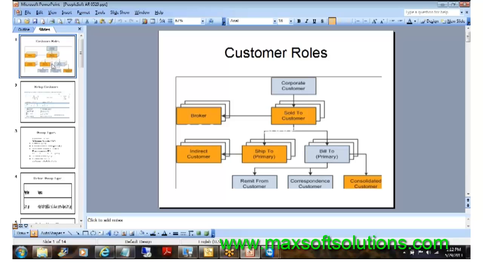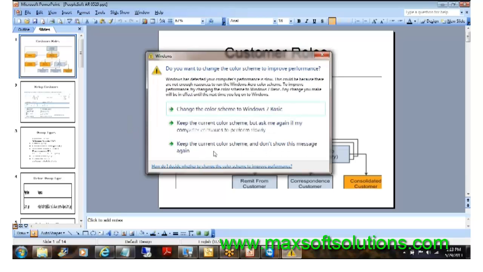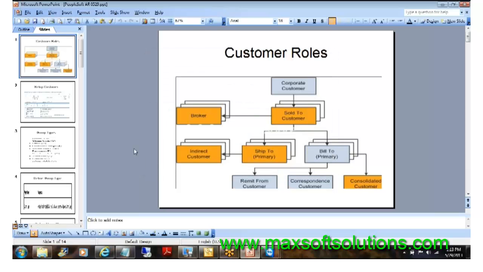Okay, so let's start off with the customer. We have been looking at the customer setup in our previous sessions, but we'll focus specifically on the setup for the AR module. But before that, we'll just review some of the roles that a customer plays when it comes to receiving the payment.